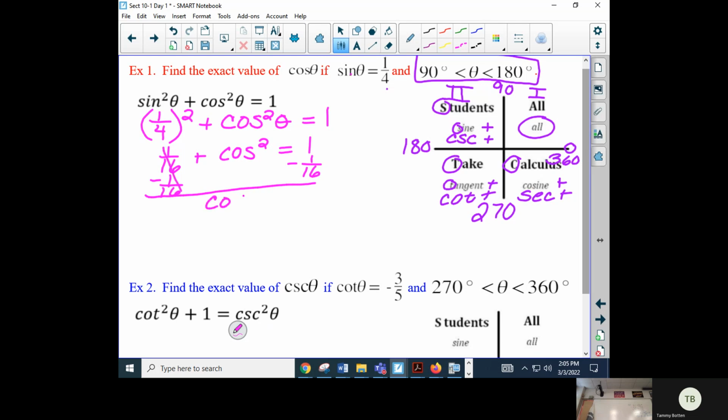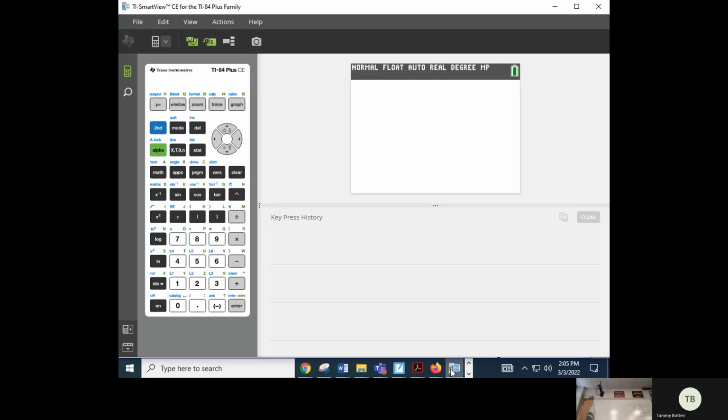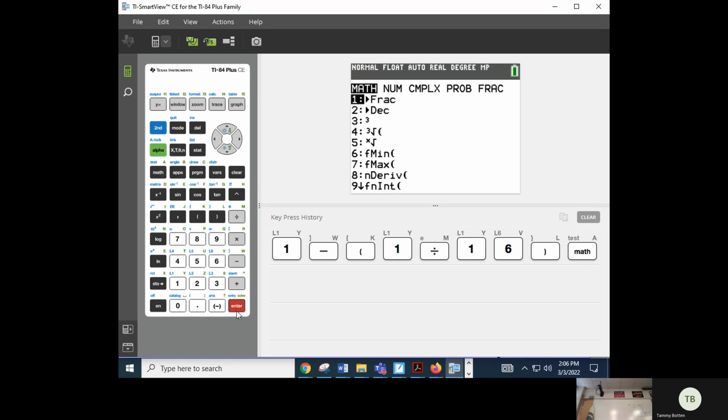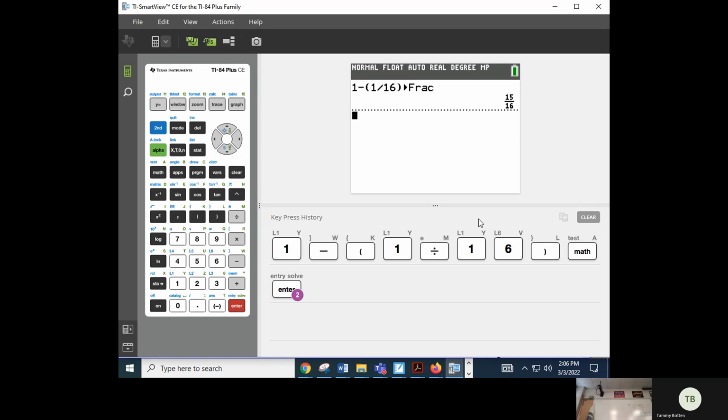Okay, and we get cosine squared equals. Now, when they say exact value, what that means is you can't just go 1 minus 1/16 on your calculator and leave it as a decimal. But what you can do, if you're not good at subtracting fractions, if you have a graphing calculator, you can go 1 minus parenthesis 1/16 parenthesis, write it like that. And then if you do math, enter, it'll put it as a fraction for you. If you're not good at subtracting fractions, just do that. Everybody understand how to do that?